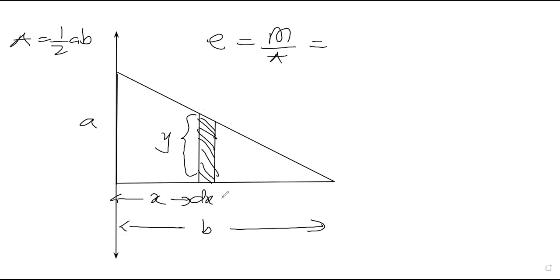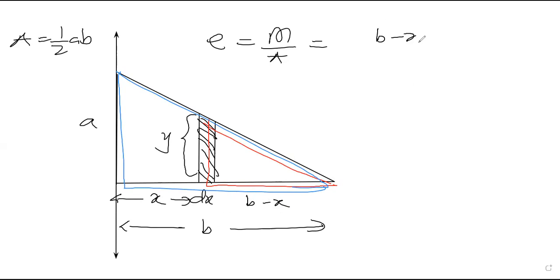So by using a simple similarity, I'll try to find the length y. How do we do that? I'll consider the similarity of this triangle and the bigger one, this one. Suppose this is x, this is b, so this is going to be b minus x. So I'll get b minus x upon b is equal to y upon a. So I get y equal to a upon b into bracket b minus x.